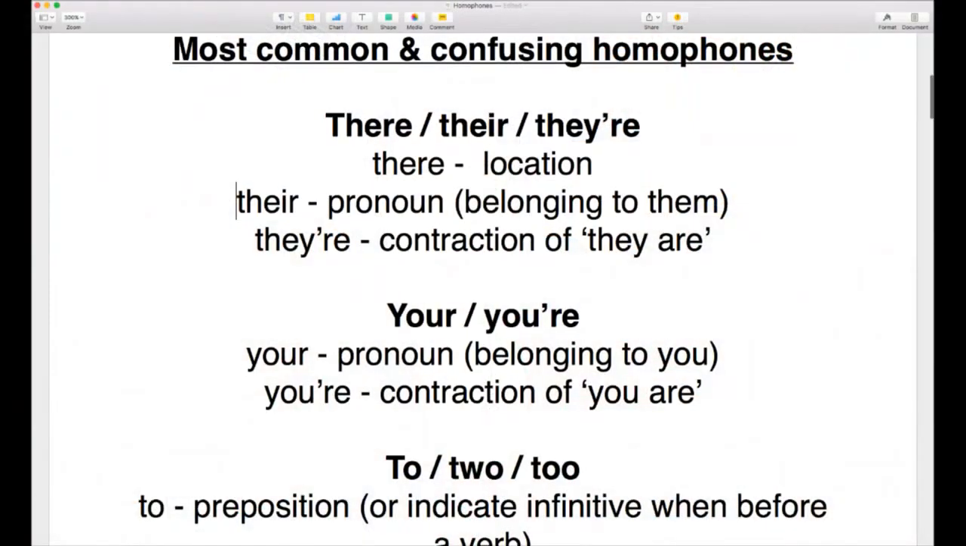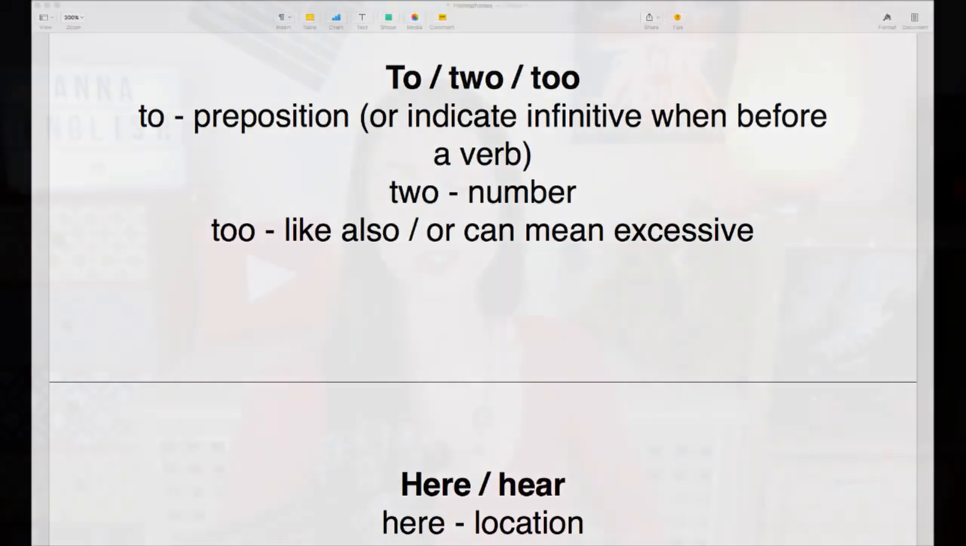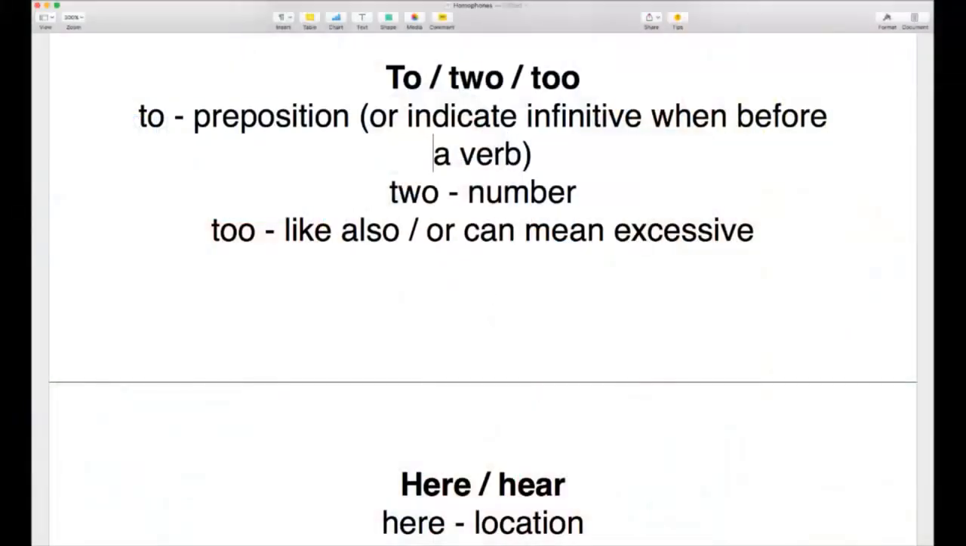So we have also the homophones to, too, and two. The three homophones all pronounced "too." Very, very simple. And the first one, I would say, is one of the most common words, and that is the preposition "to." Now, there are lots of different ways to use this word, but I've just basically put it as a preposition to indicate, or to indicate the infinitive when before a verb.